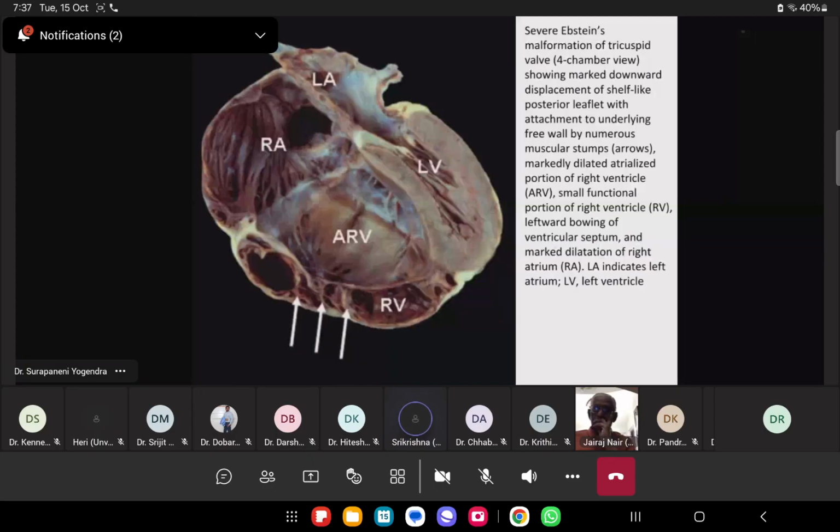This is an autopsy specimen of a severe Ebstein's malformation of the tricuspid valve, showing marked downward displacement of the shelf-like posterior leaflet with attachment to the underlying free wall by numerous muscular stems. The arrows point to the tricuspid valve leaflets and the atrialized portion of the right ventricle. A small functional portion of the right ventricle is at the bottom, with marked dilation of the right atrium.